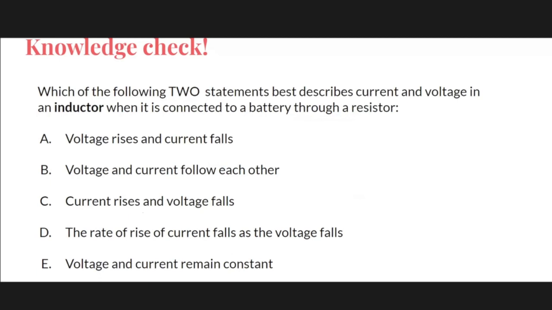Which of the following two statements best describe current and voltage in an inductor when it's connected to a battery? So does the voltage rise? Does the voltage rise and current fall? Do the voltage and current follow each other? Or current rises, voltage falls? Does the rate of rise of current fall as the voltage falls? Or does the voltage and current remain constant? And this is two statements that relate to an inductor. Shout out some letters. You might be right.